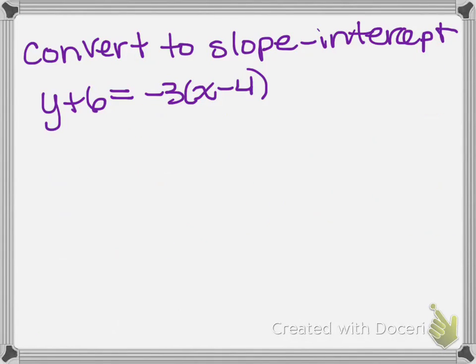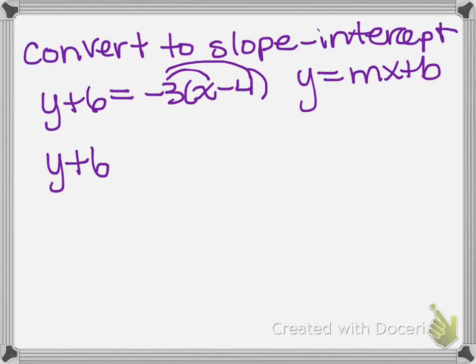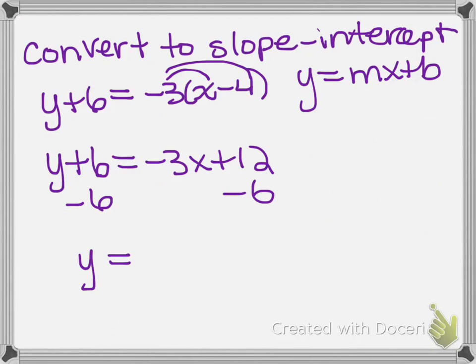And then finally, let's do one more where we convert to slope intercept. So I want it in terms of y equals mx plus b. So I'm going to end up with y equal just all by itself on the left. First I'll distribute my negative 3. So y plus 6 equals negative 3x plus 12. And then finally I just subtract the 6 from both sides. So y equals negative 3x plus 6.